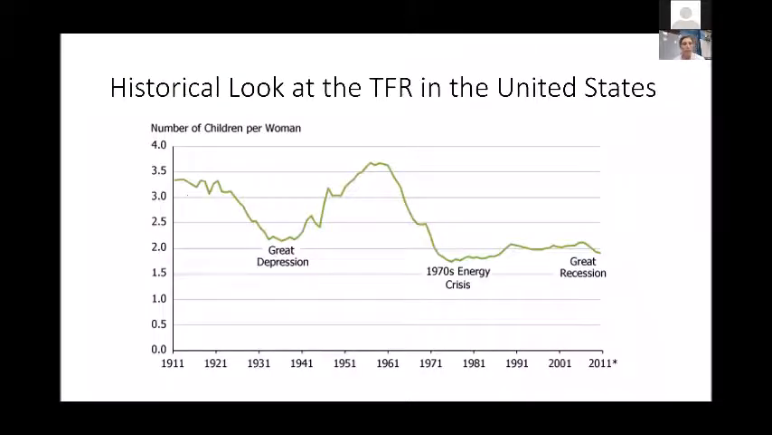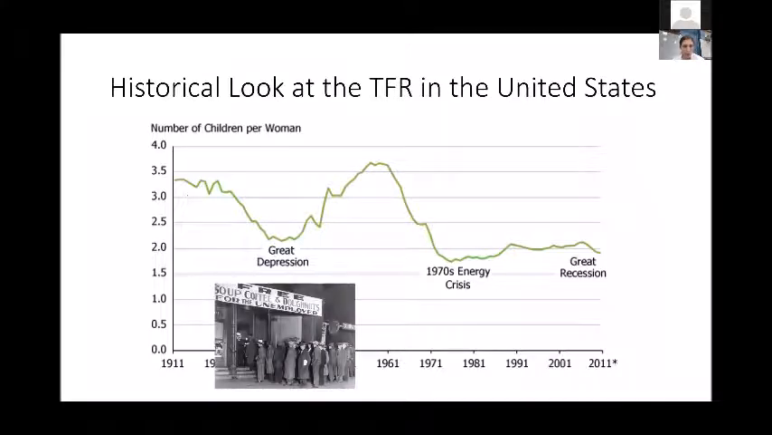So let's take a look at the historical patterns of total fertility rate in the United States. This should look very similar to the other graph that I showed you about growth rate. So we saw a huge drop off in our growth rate during the Great Depression. So TFR went from about 3.4 children per woman all the way almost to replacement level, which is 2 children per woman.